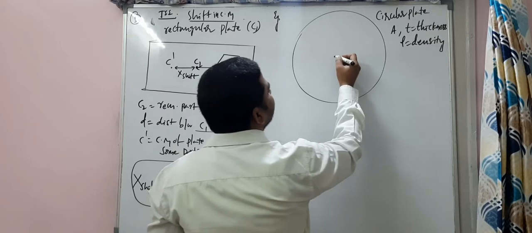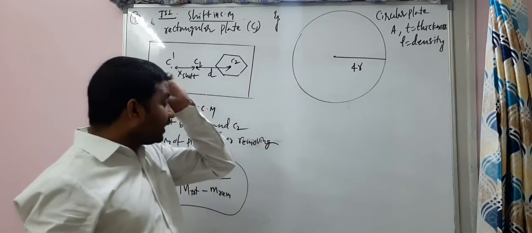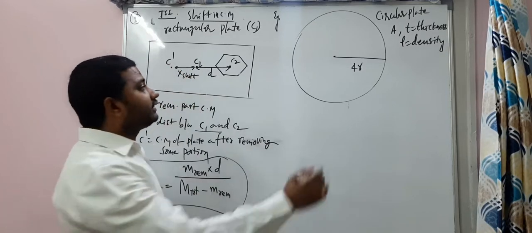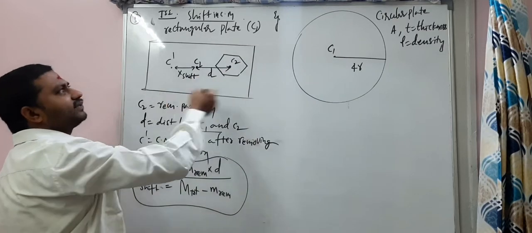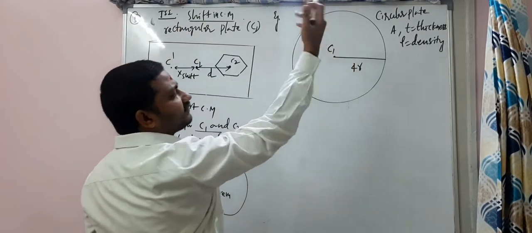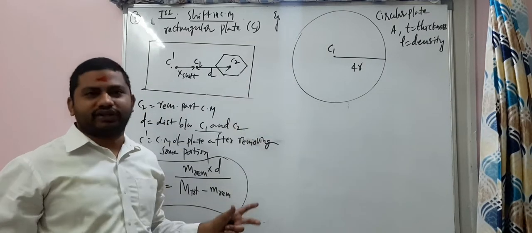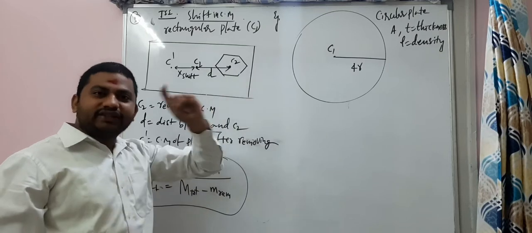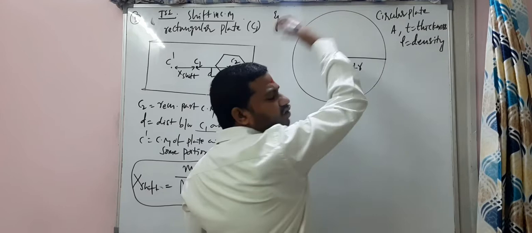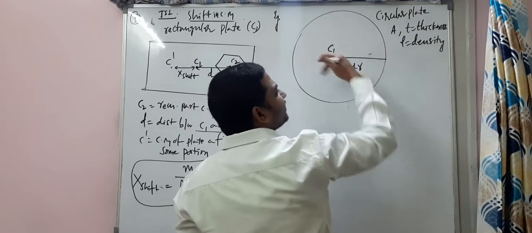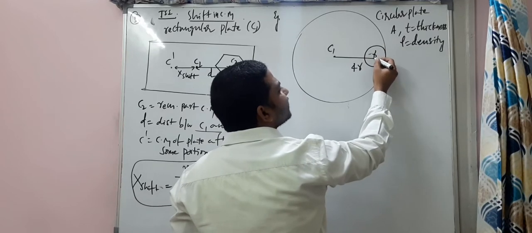Now, this is a circular plate of radius 4r. What is the radius? 4r. Initial center of mass is here, so that's C1. Initial center of mass of the circular plate. From here, I'm going to remove some portion like this part. What is the part I'm going to remove? That is so important. From this edge of the circle, I'm going to remove a small portion whose radius is r.